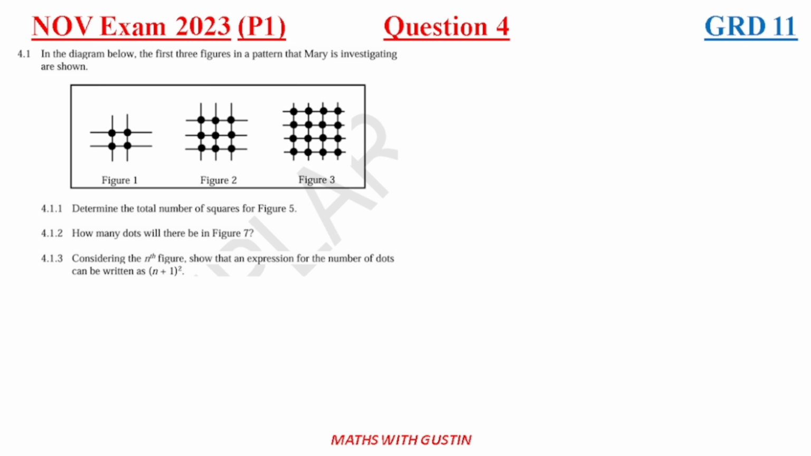Now let's have a look at question number 4. It is divided into 2 parts: 4.1 with 3 questions, and 4.2 with 4 questions. All right, let's see how this question looks. A very interesting question indeed.